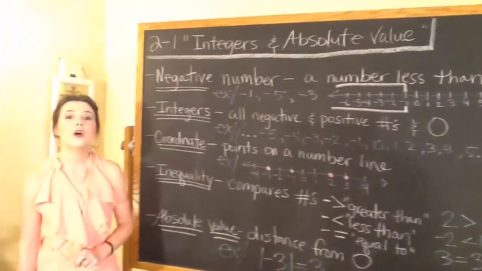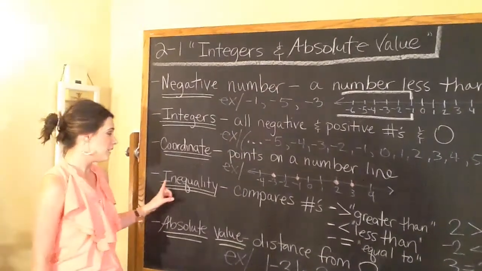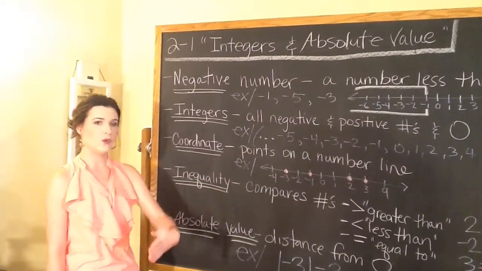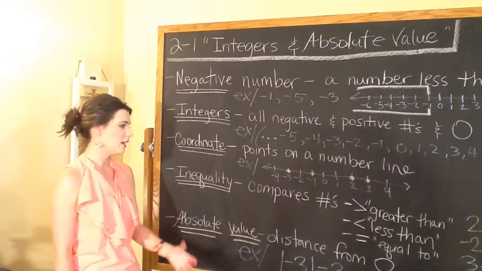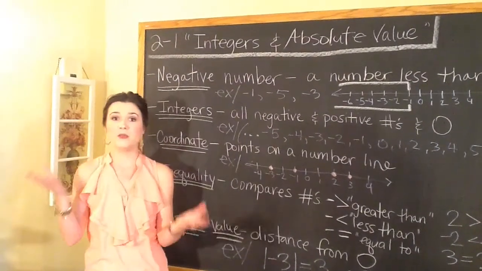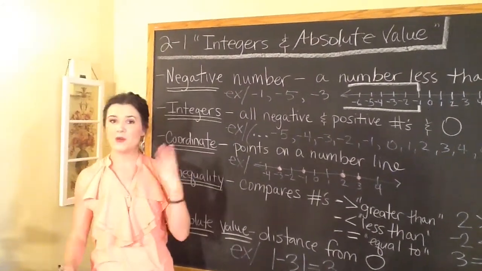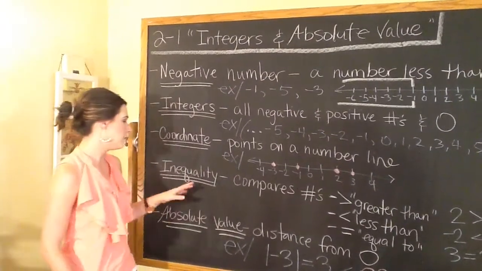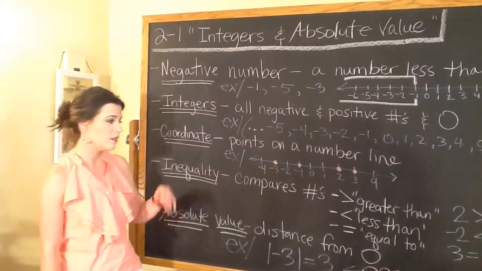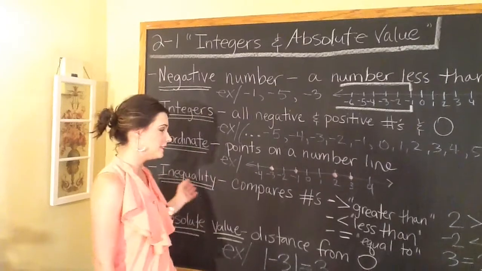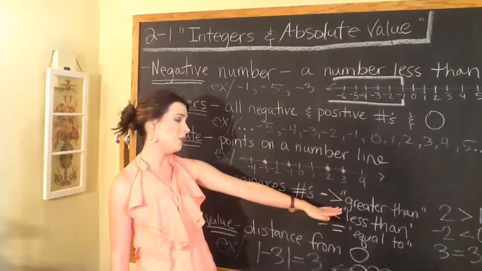Another term that you need to know is inequality. So basically if you listen to the word inequality, it's not equality. So either one of these two numbers is going to be greater than, or one of them is going to be less than. That's what we're talking about with inequality. So there are several different inequalities that we have. It could either be greater than.